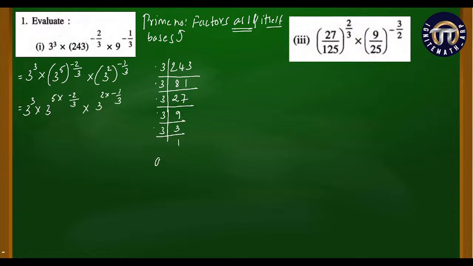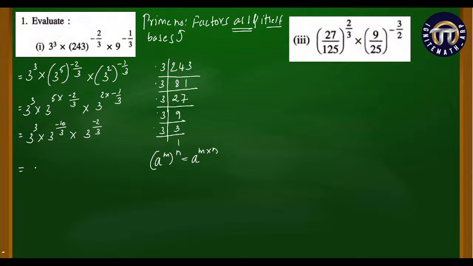You know what is power law, children? If you have a to the power of m to the power of n, then I can write this as a to the power of m into n. Clear, children? So later what can I do? Here 3 to the power of 3 I will write as it is. This becomes 3 to the power of, here 5 into minus 2 is minus 10 by 3, into 3 to the power of minus 2 by 3.